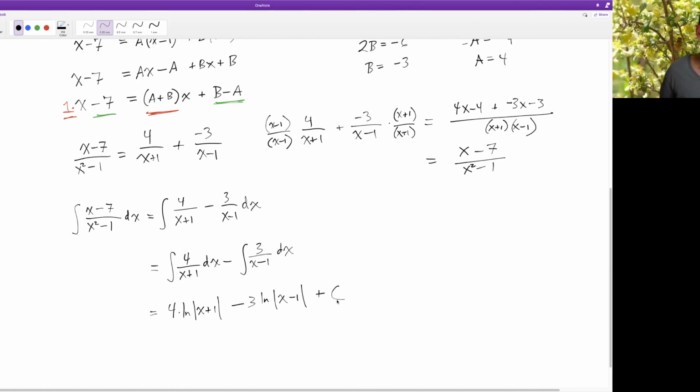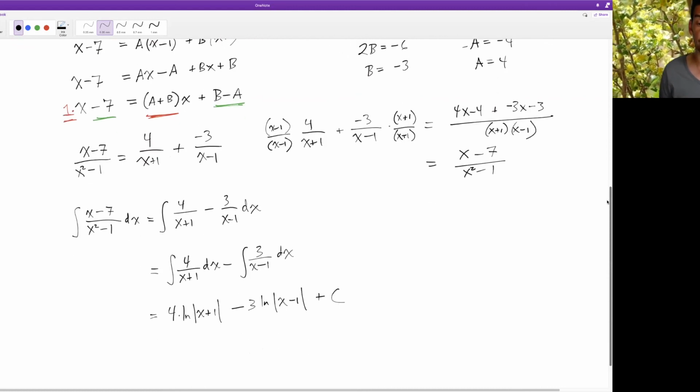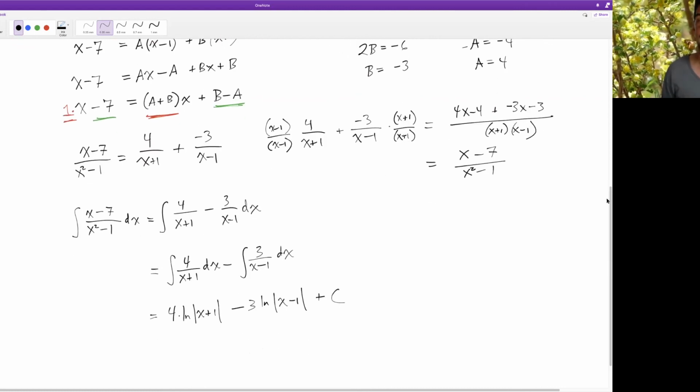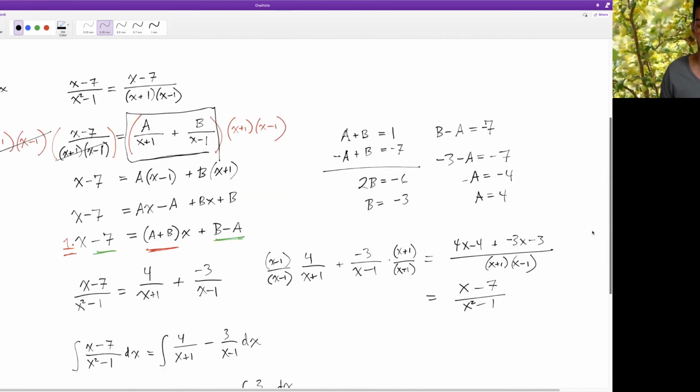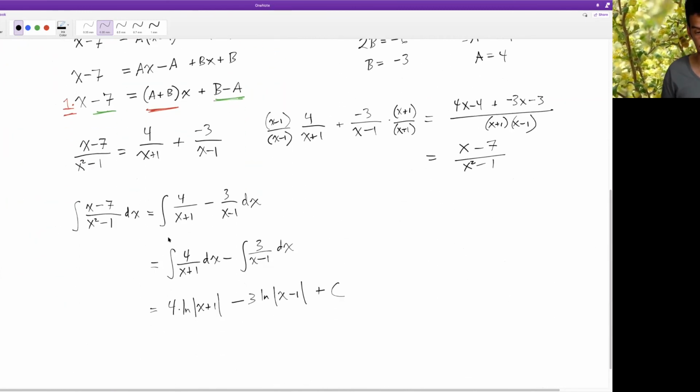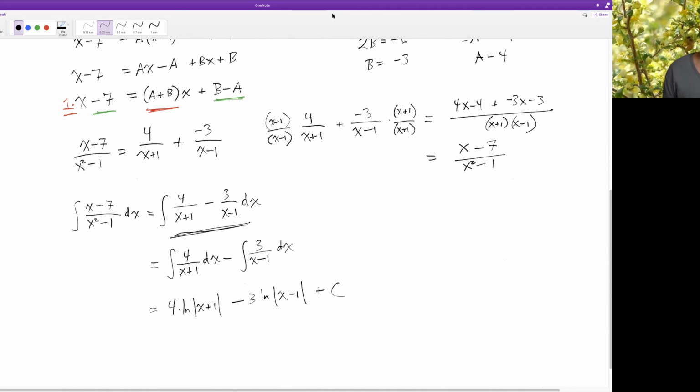Okay, so that was about as easy of an example as we could do. So I'm going to do several more videos with more examples, and we'll keep adding layers of complexity. They are all going to have to do with these two rules up here, rewriting our fraction using the rules described up there so that we get something that's much easier to integrate.